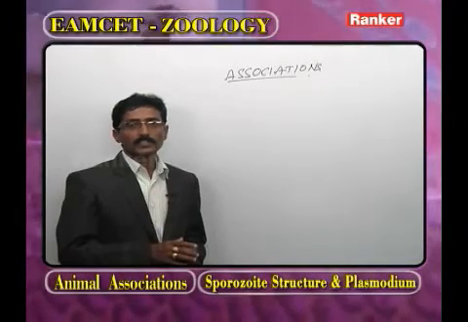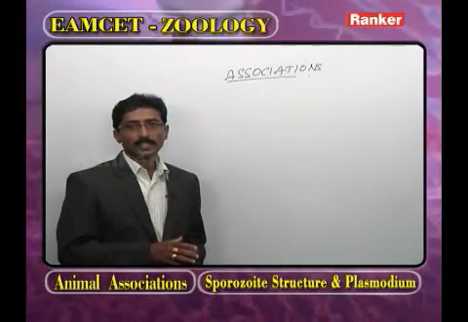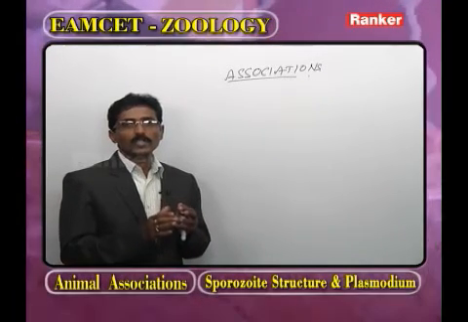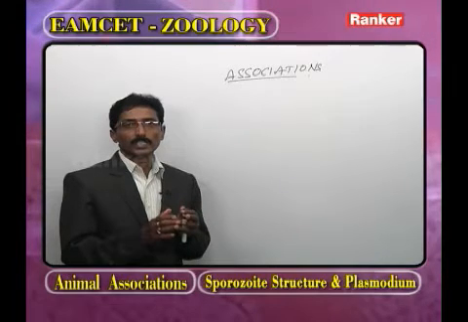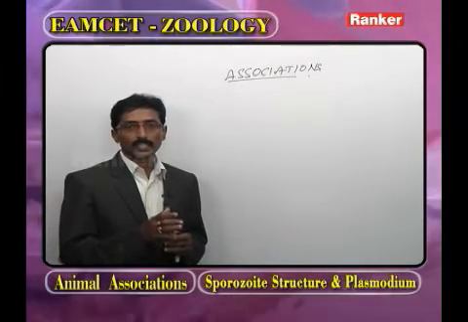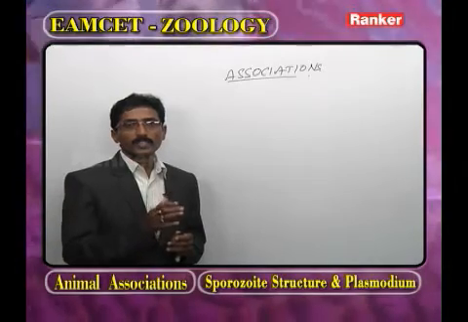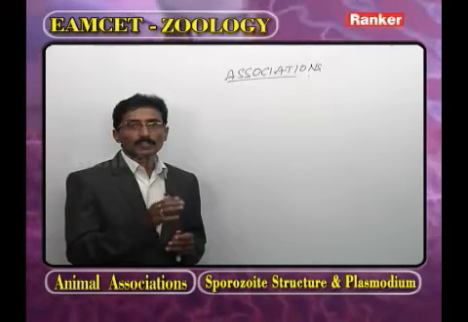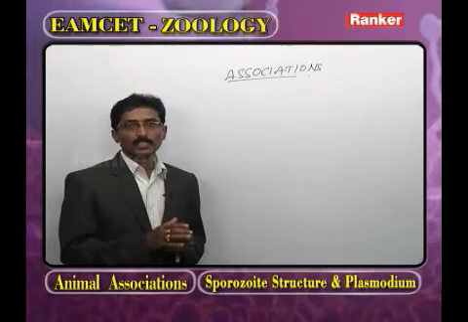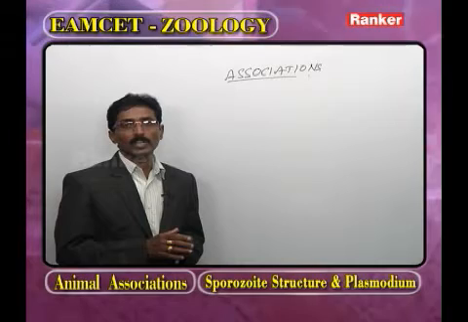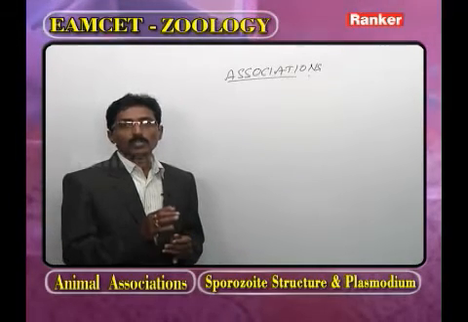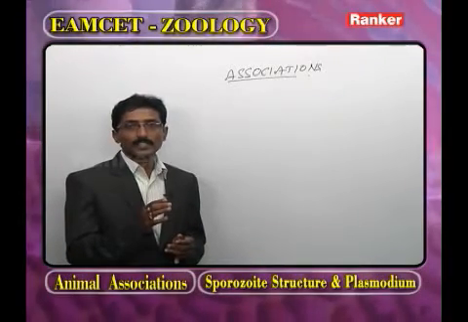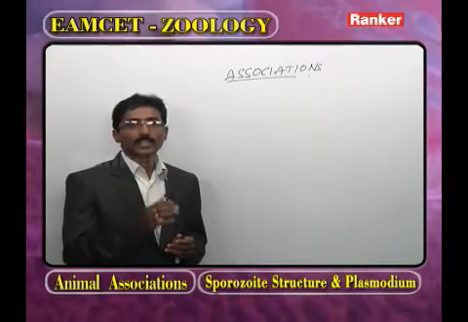In the associations, the first one we call symbiosis. In symbiosis, two organisms of two different species live together for a prolonged period. The word symbiosis was proposed by De Bary. From symbiosis, what types of associations are derived?